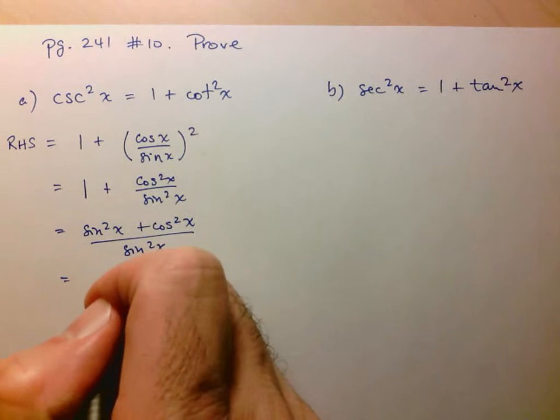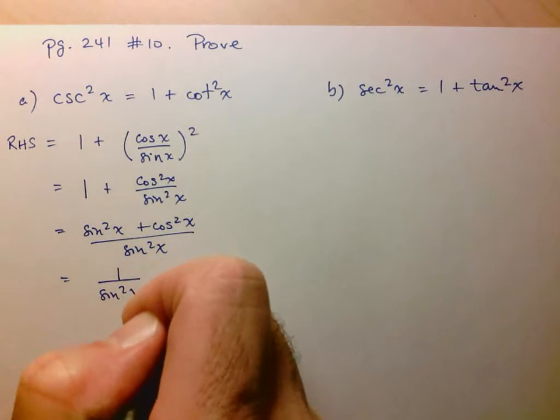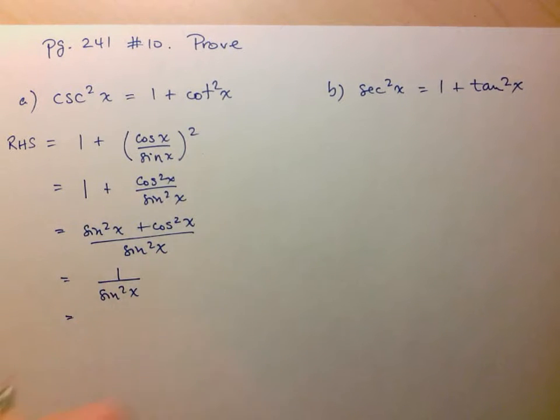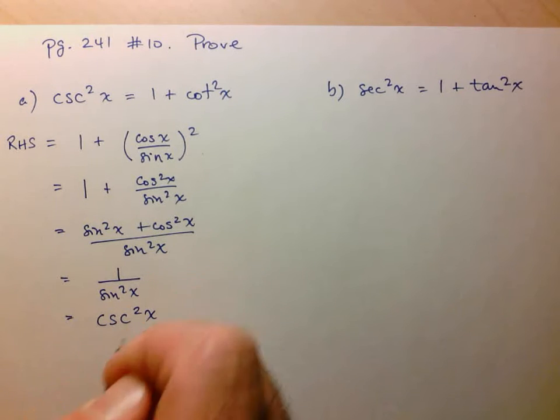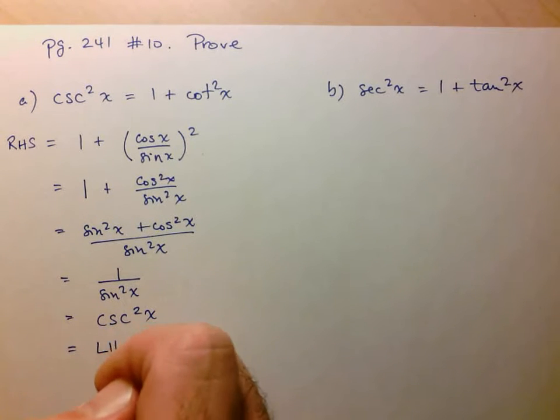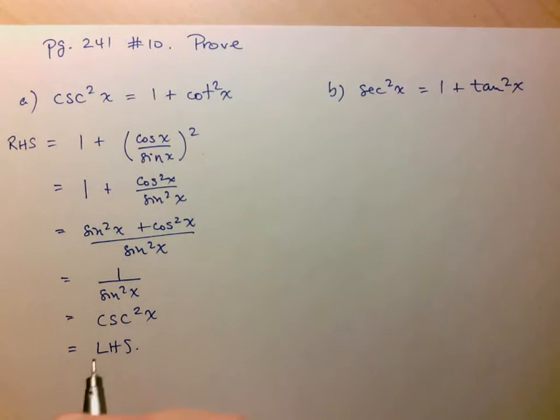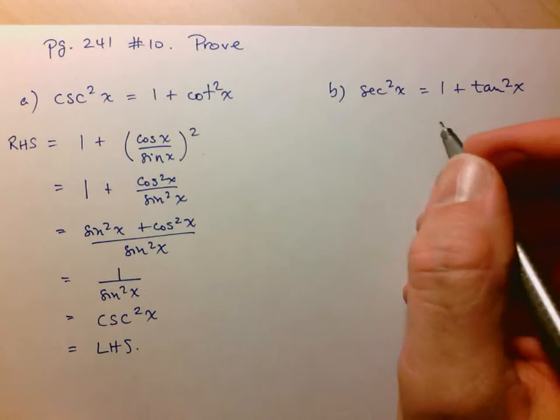So this is just equal to 1 over sine squared x. But of course, 1 over sine x is just equal to cosecant. So this is just equal to cosecant squared x, which is my left-hand side. And we're going to see that the second one is very similar.